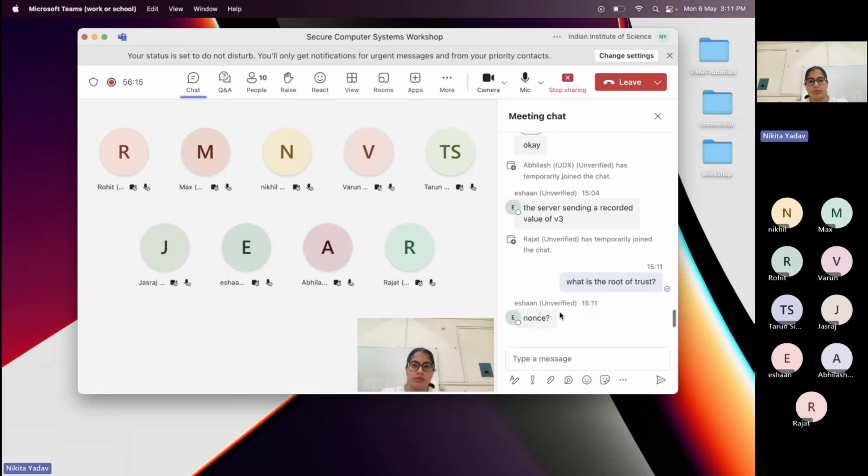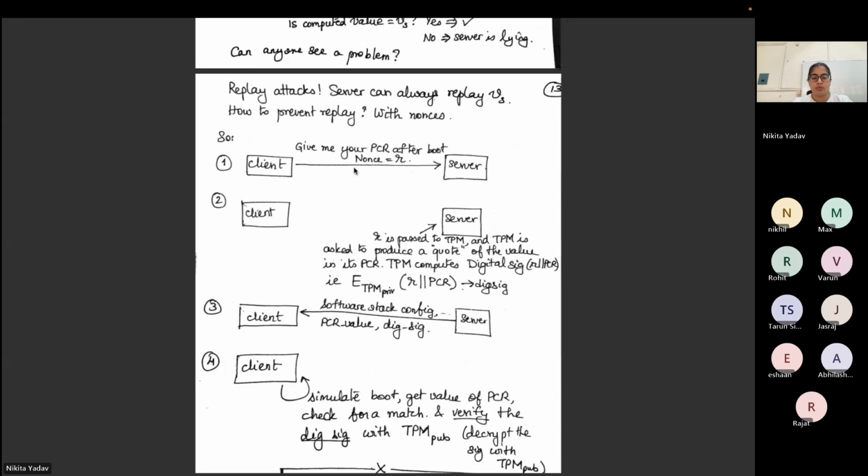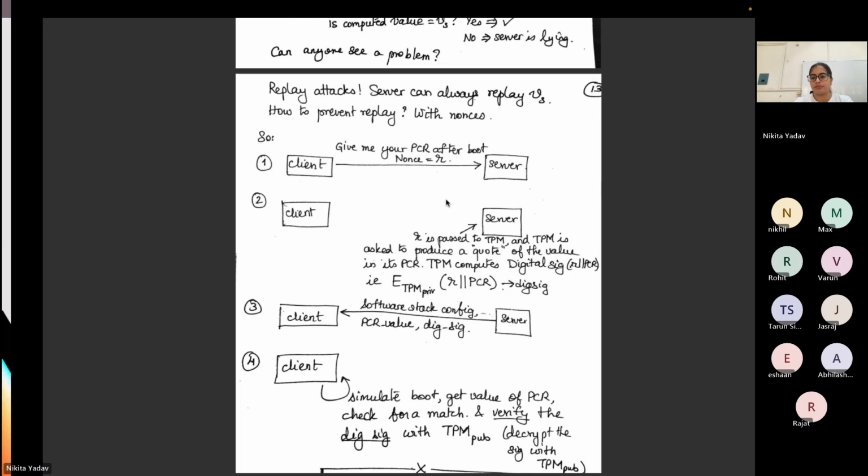No, no, no. The nonces we are using here are to prevent the replay attack, to guarantee freshness of this PCR value which is being sent back. But I'm asking, what is the root of trust?